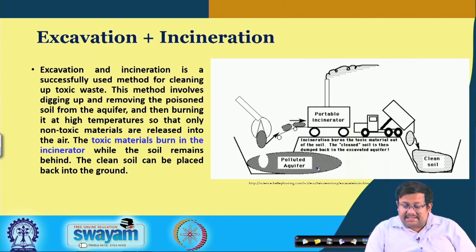As you can see, this is a polluted aquifer which contains polluted soil materials. So, this contaminated soil can be excavated from this polluted aquifer, and then it will be fed through this portable incinerator, and due to this heat treatment, most of the toxic materials burn in the incinerator. So, the incinerator burns the toxic material out of the soil, and the clean soil, you can see, is then dumped back into the excavated aquifer. So, this is basically a combination of two processes, one is excavation, another is incineration.